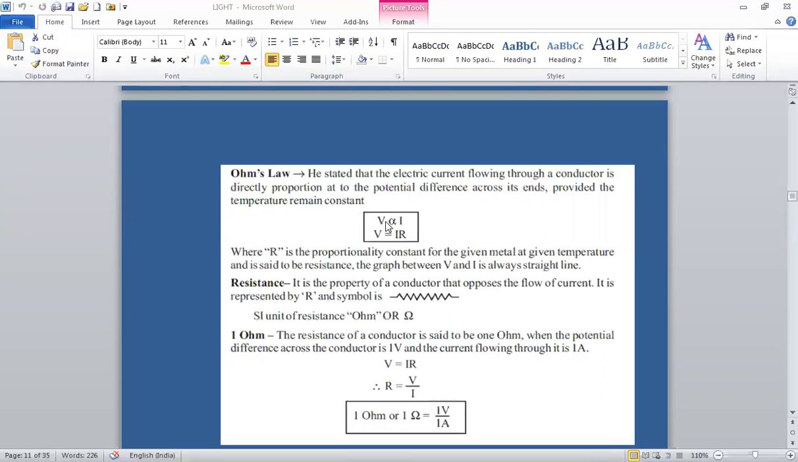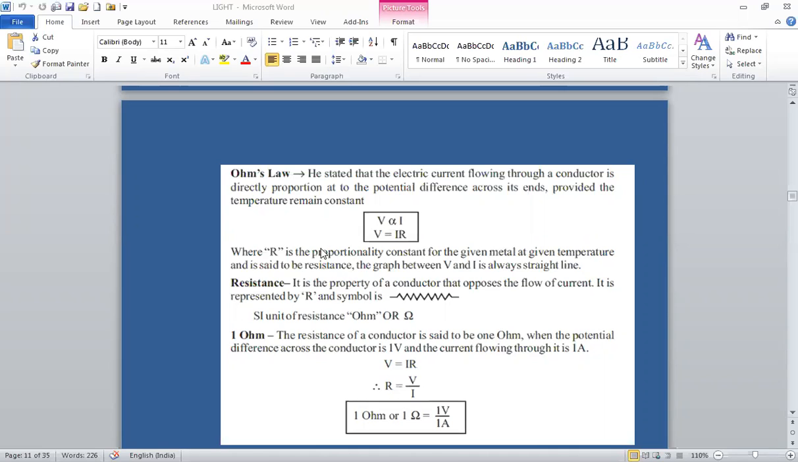Mathematically, we can say that I is directly proportional to V, or V is equal to I into R, where R is the proportionality constant for the given metal at given temperature and is said to be resistance. R is called the resistance of the conductor and it is the characteristic of the substance of the conductor.